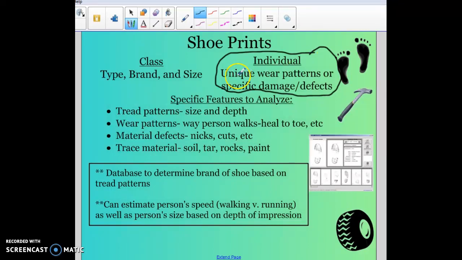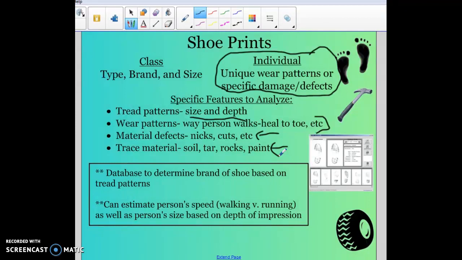So, specific features to analyze: the tread patterns, the size and the depth of the tread themselves. Wear patterns, the way the person walks, heel to toe, toe to heel. It'll be kind of deeper in different areas. Material defects, okay, these are going to be your individual characteristics, right? Nicks, cuts, etc. And then they'll also take a look for trace material, any unique soils, rocks, paint, anything that's found in the impression that might be able to be tied back to the actual shoe if they were to find it.